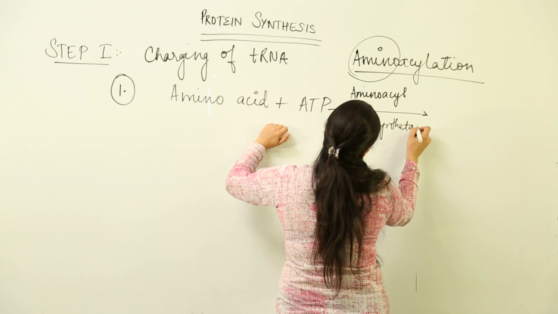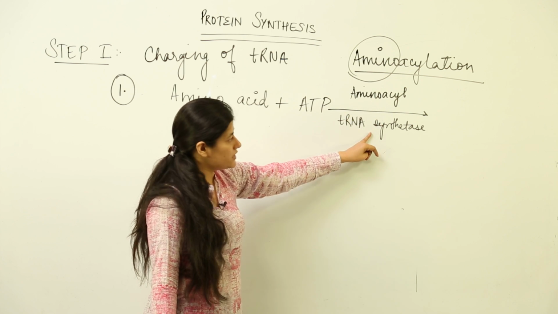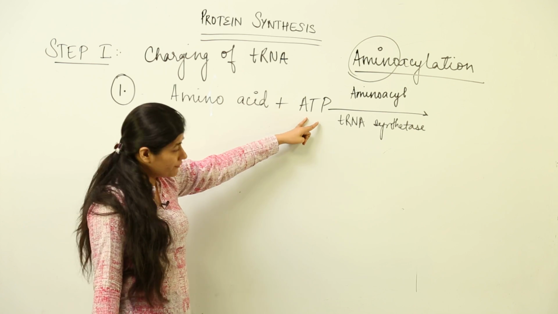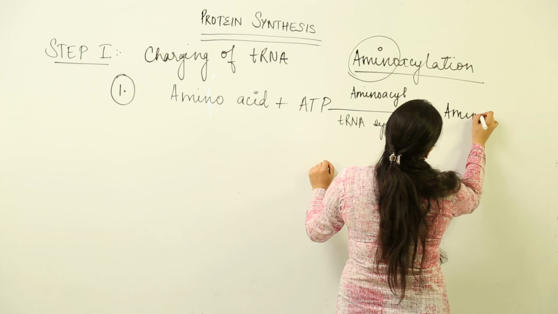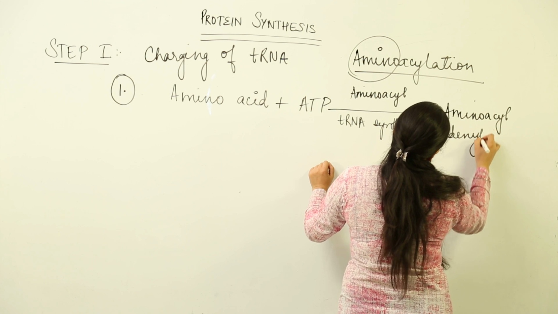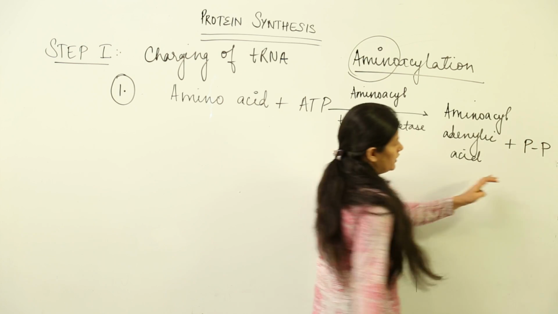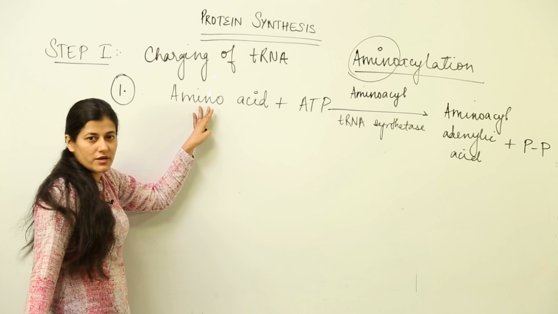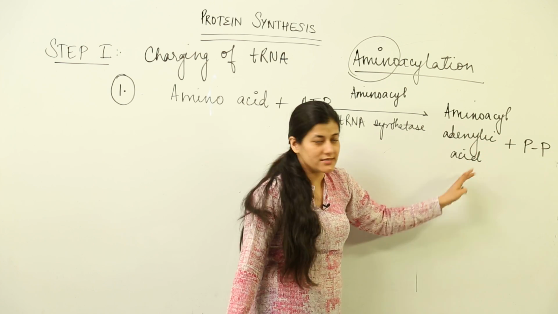This is a highly specific enzyme for each amino acid. So, it identifies which aminoacyl tRNA synthetase would combine with which amino acid. In the presence of ATP, it would give rise to aminoacyl adenylic acid. This is simple chemistry that is at your disposal, and 2 phosphates would be there. So, the ATP's adenine combines with the amino acid in the presence of this particular enzyme, and aminoacyl adenylic acid is formed.